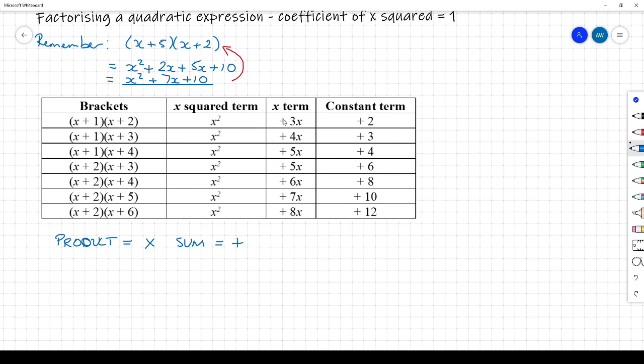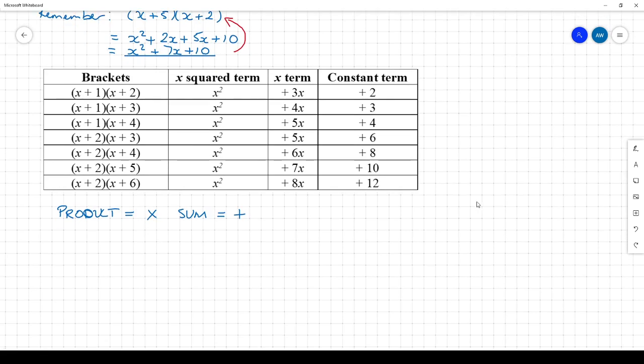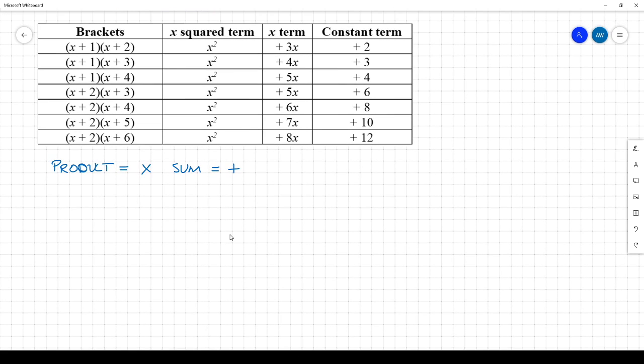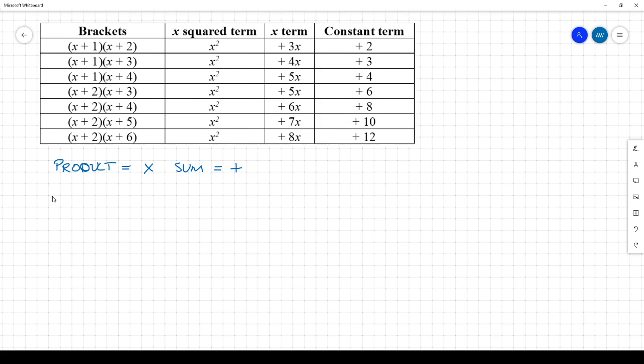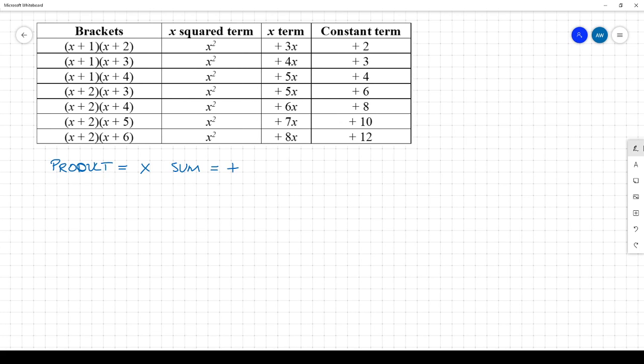So let's see how I can apply that product and sum to an example. It'll become a bit clearer when we start looking at an example. So if I pick another expression, let's look at example 1. Example 1. So factorize.